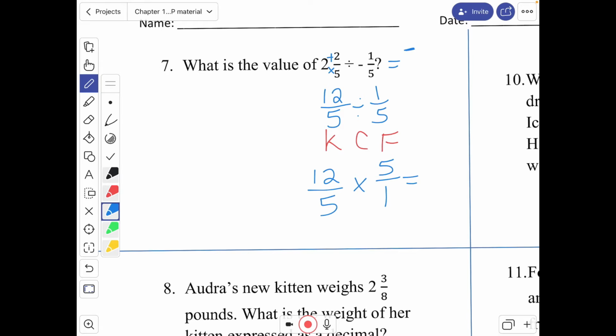And then before we multiply, we need to simplify. The 5's will simplify because 5 divided by 5 is 1. And this 5 divided by 5 is also 1. Then we go straight across. 12 times 1 is 12, and 1 times 1 is 1. And 12 over 1 is just 12.